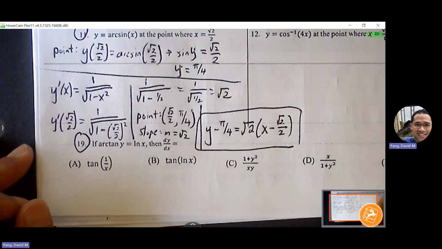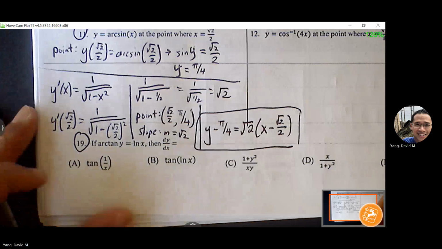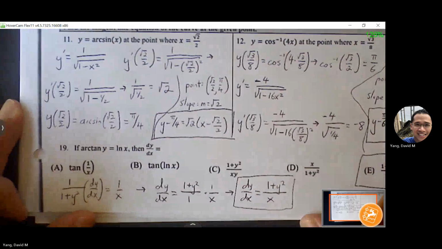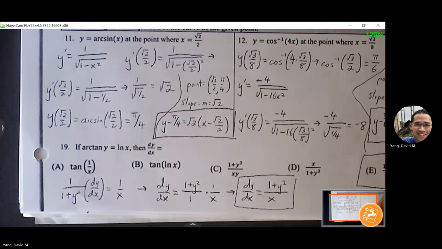Okay, 19, we do a little bit of implicit differentiation, and then we just solve for dy/dx. So the derivative of the tangent inverse of y is 1 over 1 plus y squared times dy/dx. Anytime we involve y's derivative, we have to attach a dy/dx. Natural log of x becomes 1/x, and then just algebraically multiply by the reciprocal to the other side and solve for dy/dx.